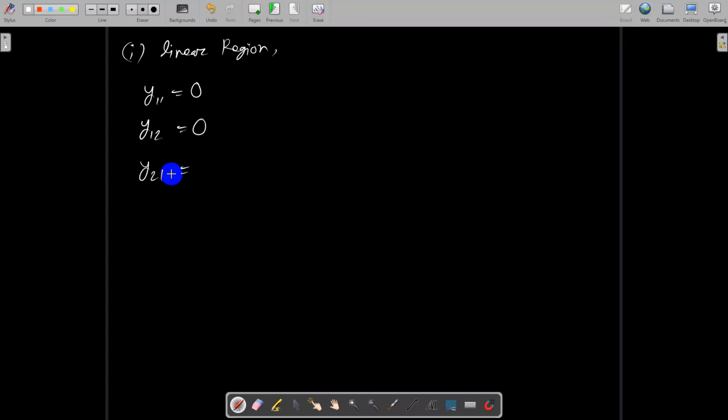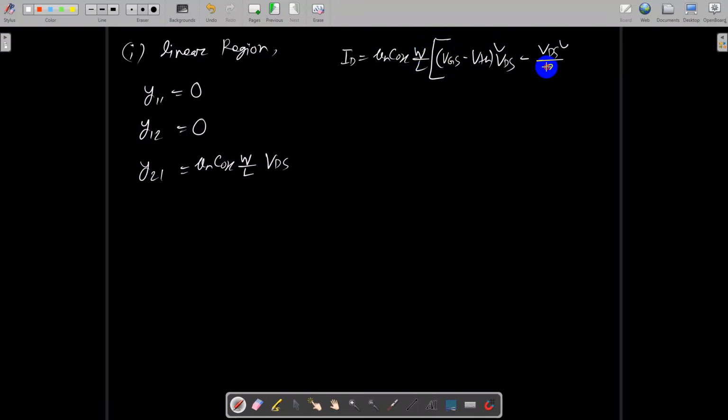What is your y21, dou ID over dou VGS? You already know your triode equation. Just differentiate it with respect to VGS. For the timing I'm doing it for you: this is your ID equals mu n Cox W by L times VGS minus VTH whole square times VDS minus VDS square over 2. So this is your triode region equation.